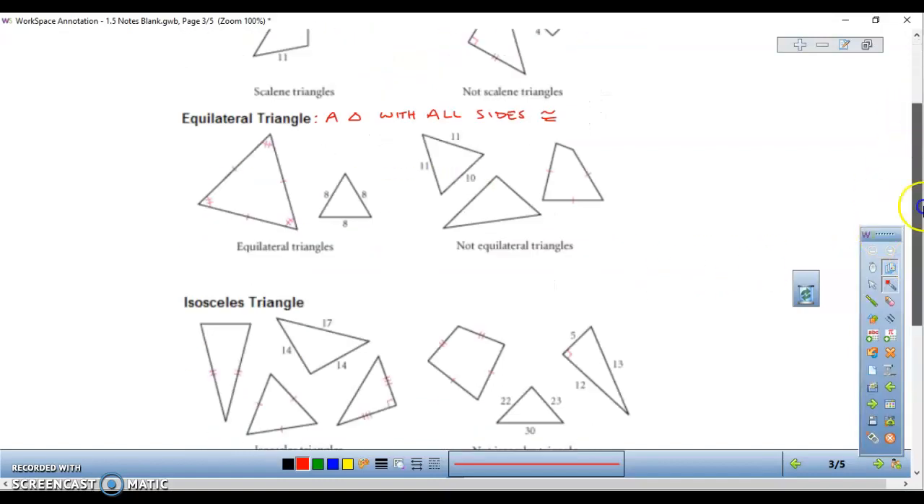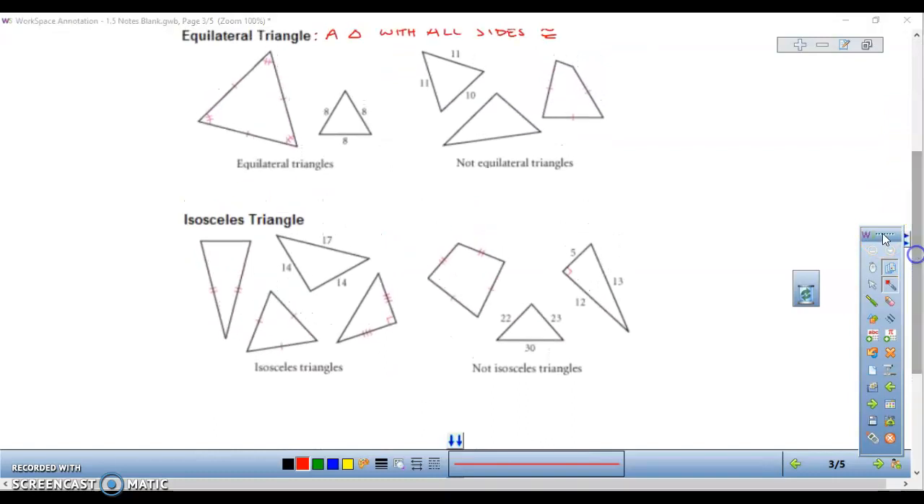And then the last one here is an isosceles triangle. And you'll notice in my examples of isosceles triangles, okay, we got a pair of sides congruent. This one has all 3 sides congruent. This one has 2 sides congruent. This one has 2 sides congruent. Over here, none of the sides are the same length. Over here, none of the sides are the same length. This one's not even a triangle.